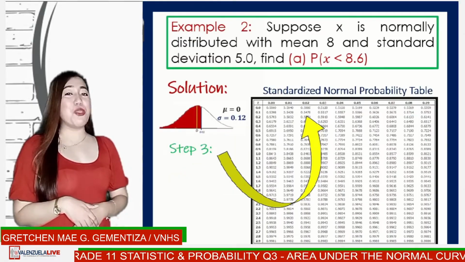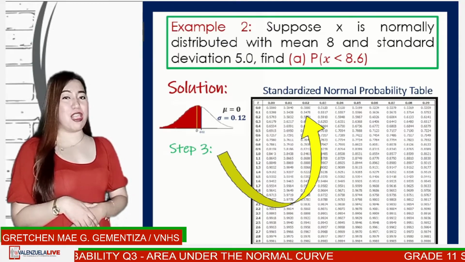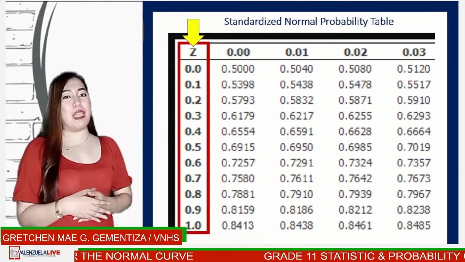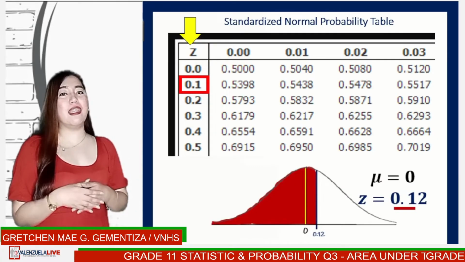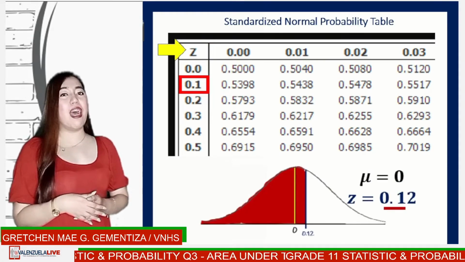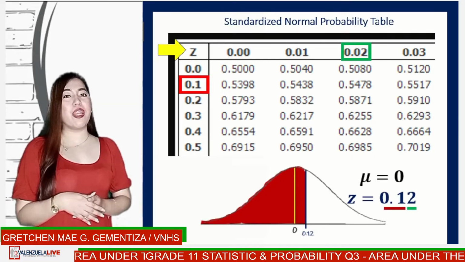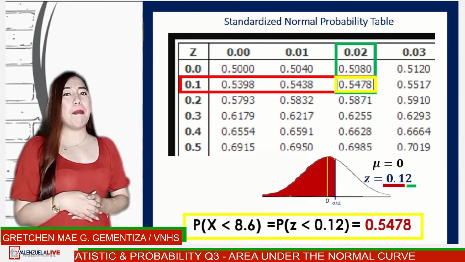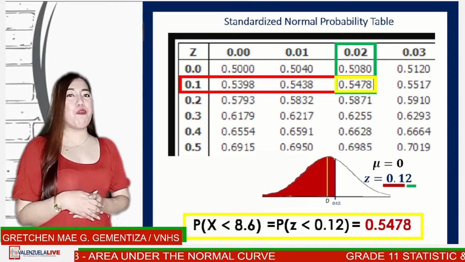Step 3. Using the standardized normal probability table, find the probability of z equal to 0.12. Remember that in finding probability, the units place and the first decimal place are shown in the left-hand column, and the second decimal place is displayed across the top row. The probability of the given z-score is at the intersection of the row and column. Thus, the probability of 12 hundredths, or 0.12, is 0.5478.